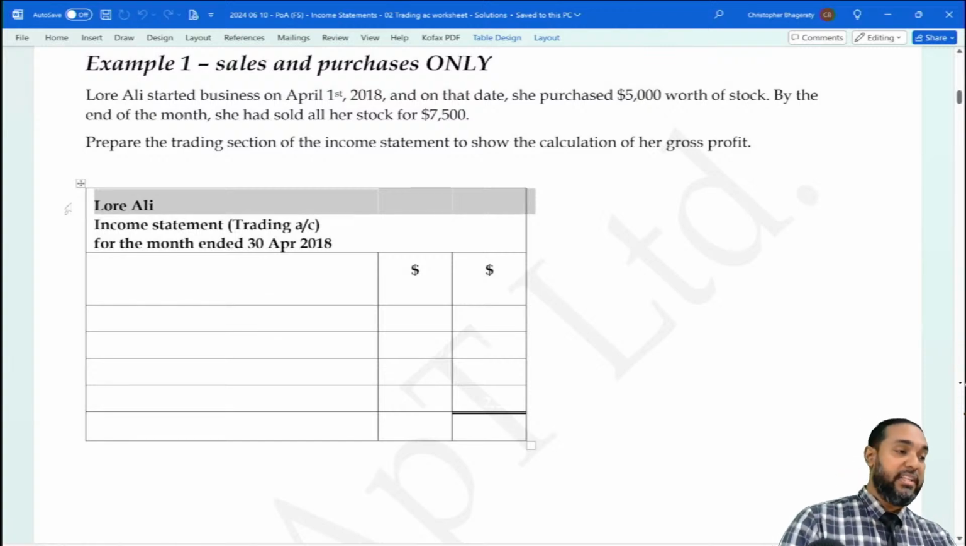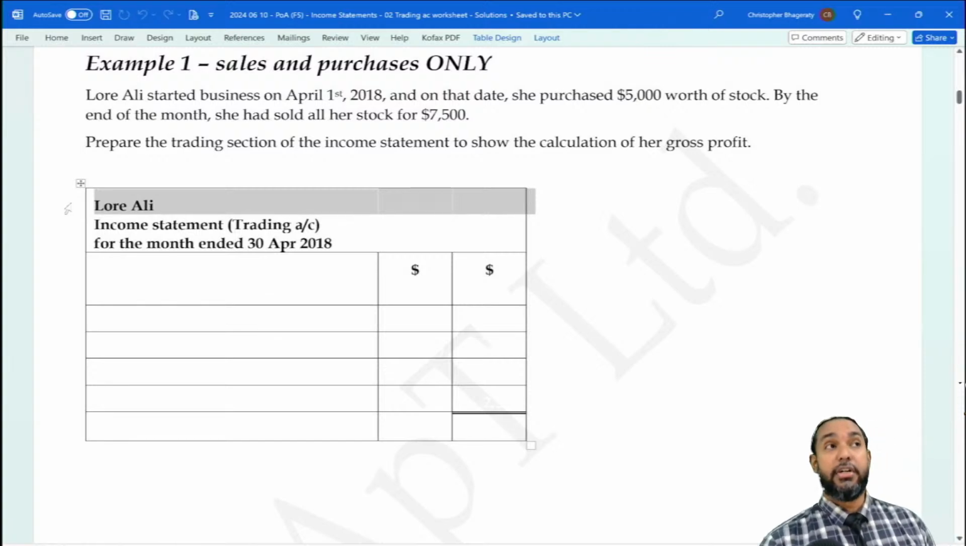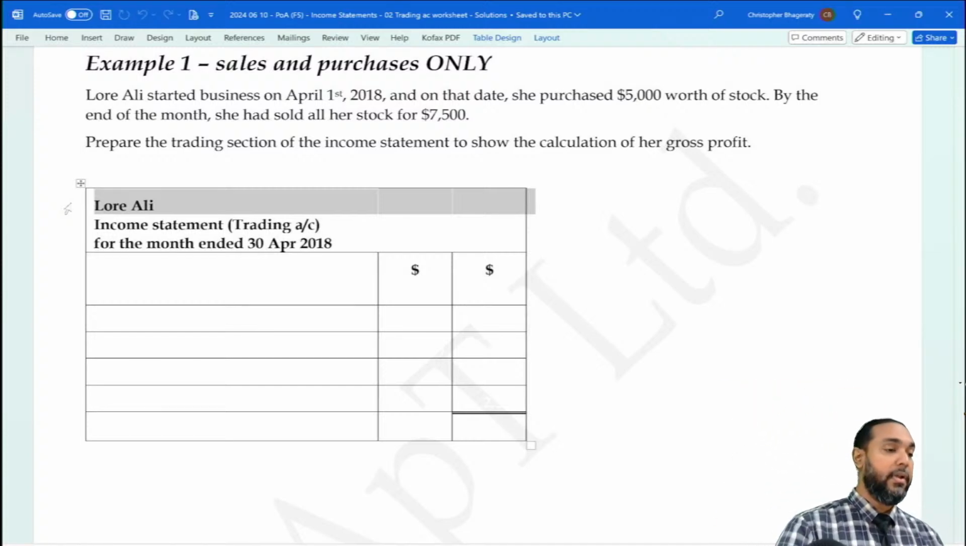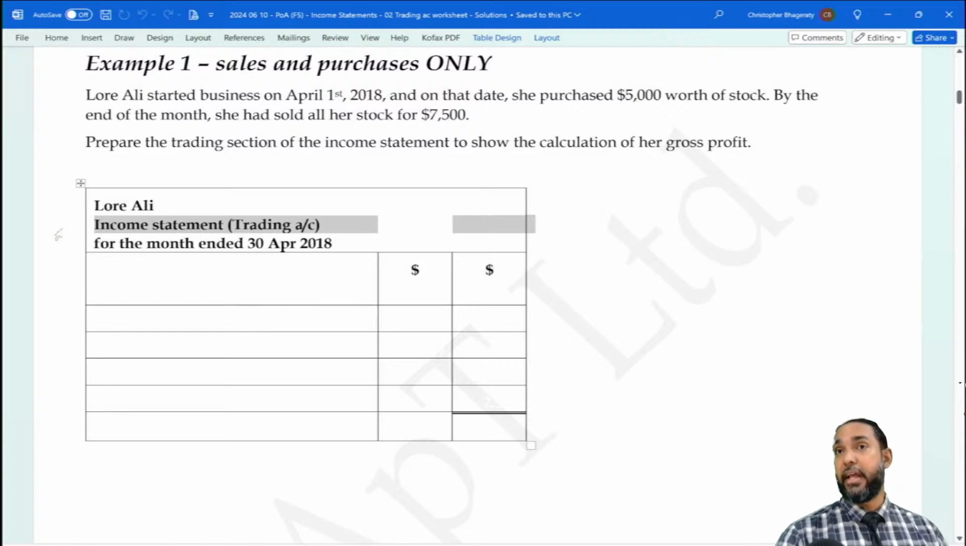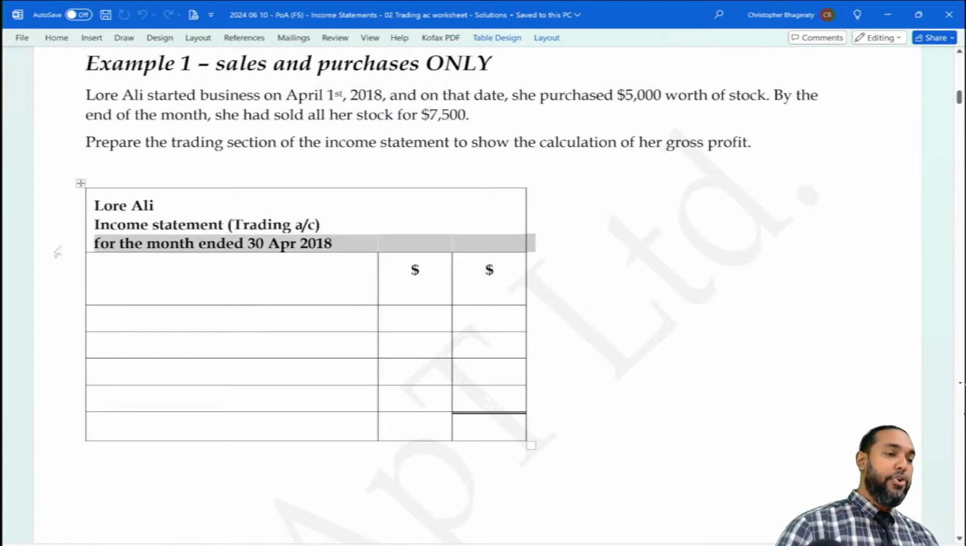How you head it up is the name of the entity. It could be a sole trader, a person. It could be a company with a different name than the person who owns it. You put the name of the statement next. And I think these things are filled in for you on the handout. And you put the period to which it applies.